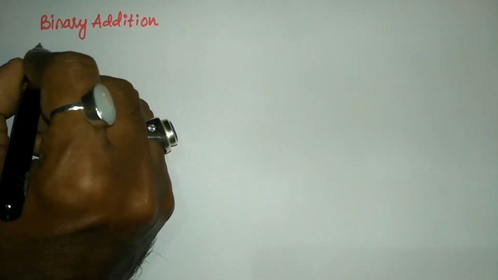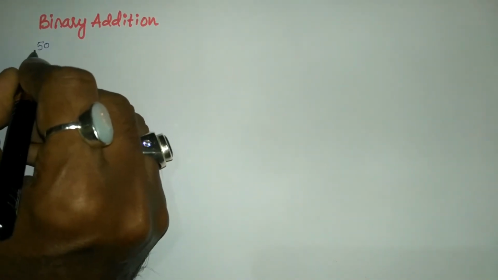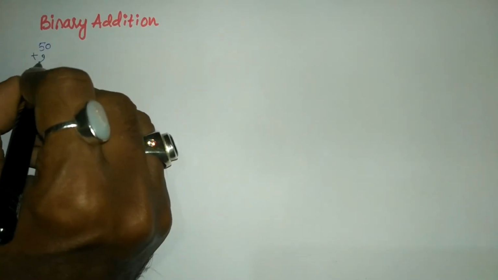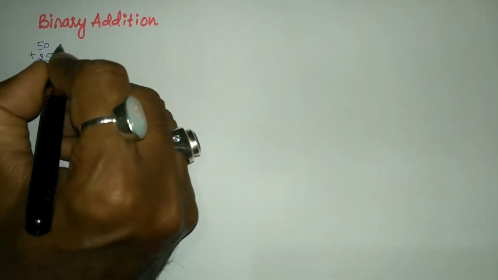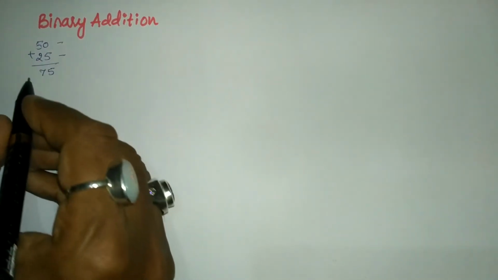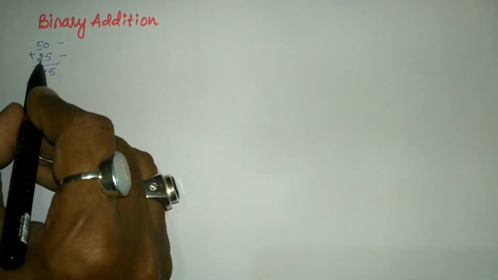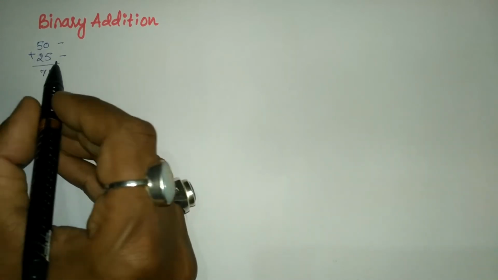In this video, we are going to learn binary addition. Let us take two decimal numbers that are to be added. That is 50 plus 25. So this results in 75. But we have to convert both of these two numbers, that is 50 and 25, into binary notations.